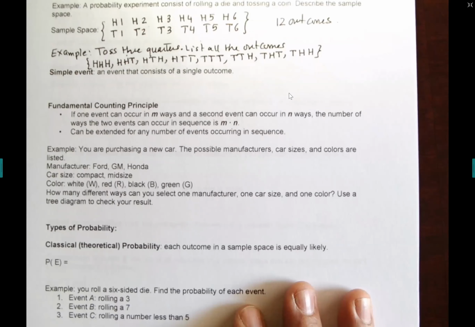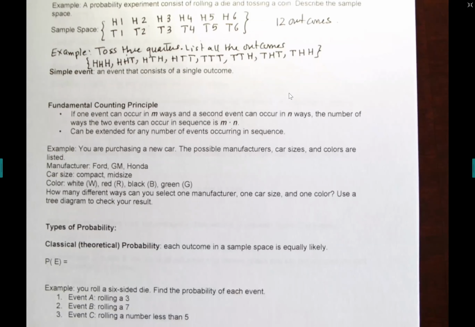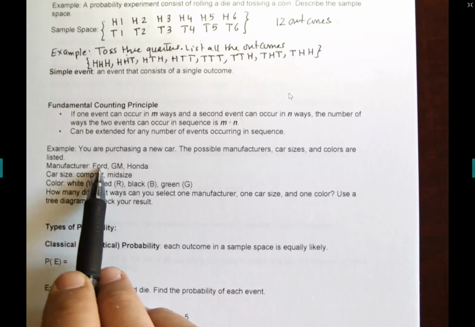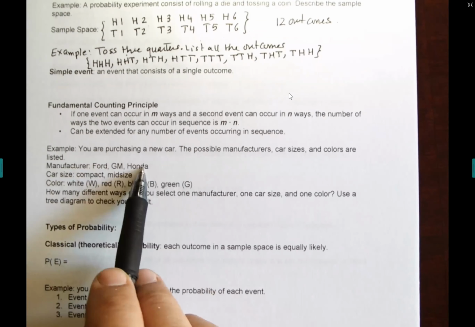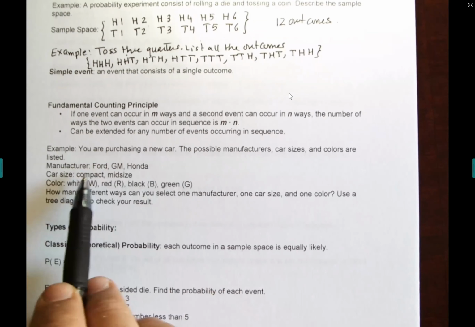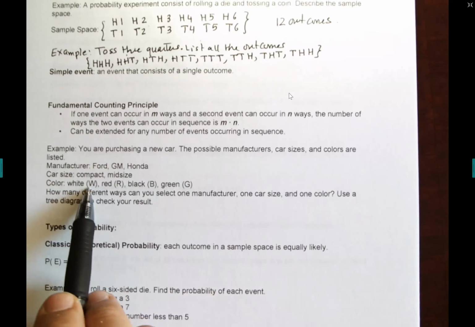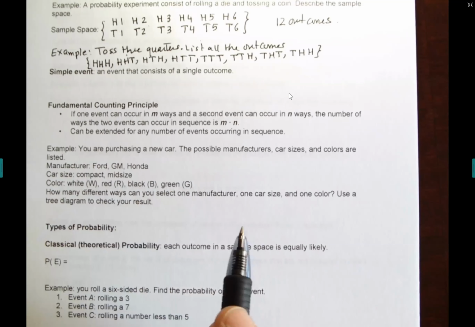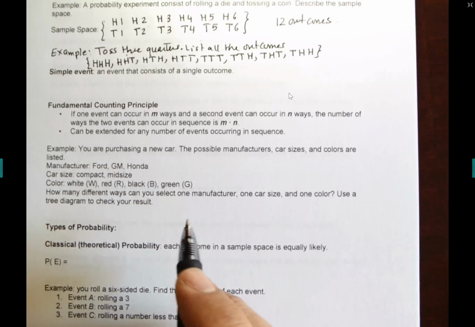Look at this example. It's an easy one. You are purchasing a new car. You can buy a Ford, a GM, or a Honda. You can buy either a compact size or a mid-size, and you have choices of colors: white, red, black, and green. In how many ways can you buy your car? What are your possible choices of your car? I don't want you to list the choices because it's a very long list.